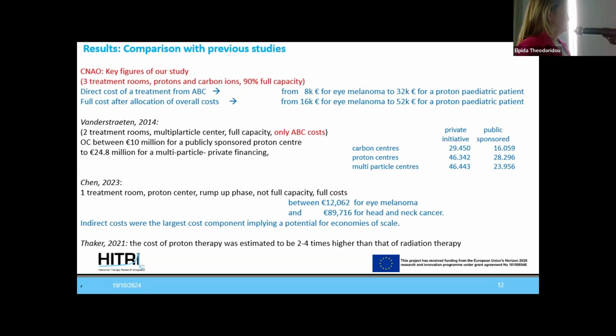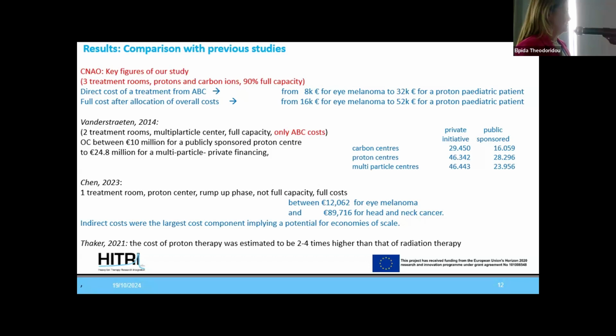A previous study, 2014, was based on a facility with 2 treatment rooms, multi-particle center at full capacity, and the values that you see on the right are based only on cost traced by activity-based costing. So it is not explained. We cannot see the incidence of indirect costs, could be more higher. And this study of 2014 introduced also a difference between private initiative and public sponsored center, and it varies from 6,000 euro for a carbon center public sponsored to 46,000 euro for a multi-particle center with a private initiative.